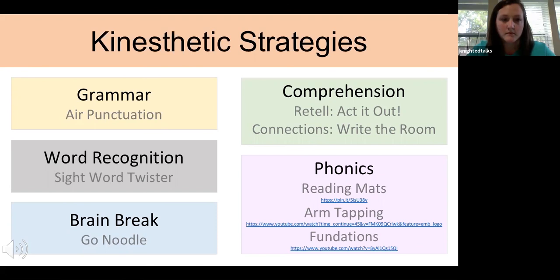Another example would be if there was a comma. If there's a comma in your story, you're going to encourage your student to take their head and tilt it to the side, just like a comma is a little bit tilted to the side. That also reminds them to slow down when they see it.